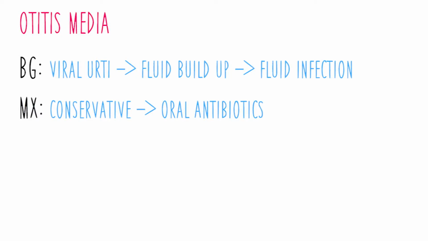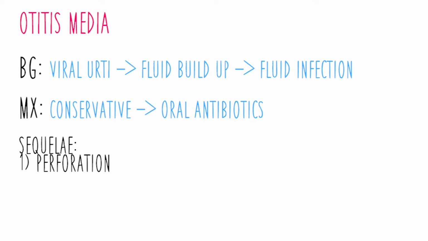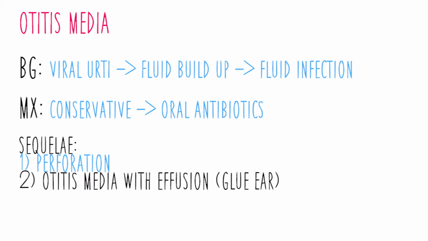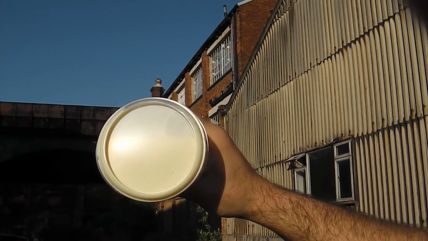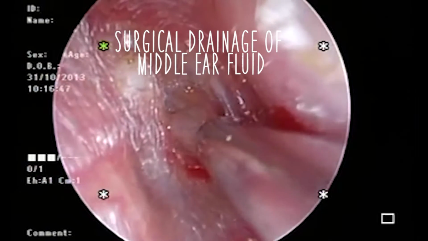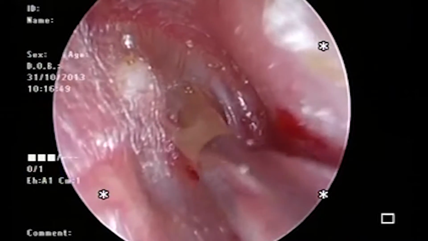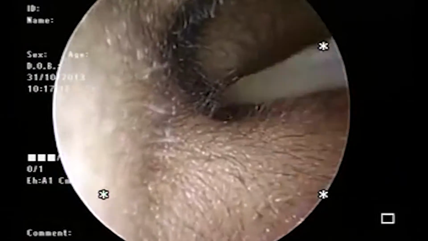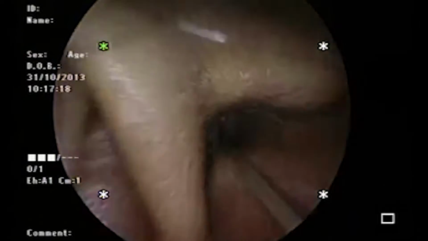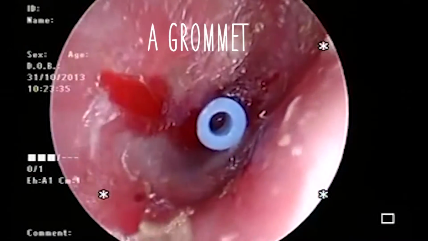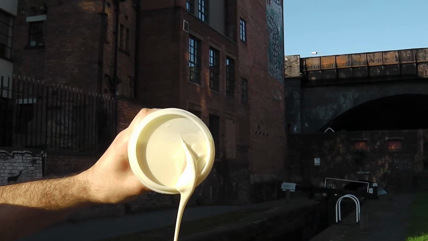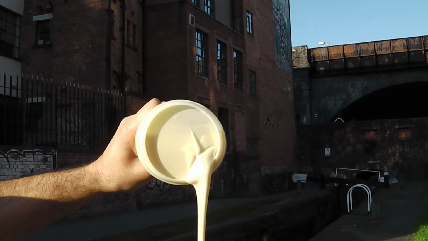There are some important sequelae of otitis media that one should know about. The first and perhaps the most common is perforation of the eardrum, which will usually heal itself within 6 weeks' time. The second is chronic otitis media with effusion, also known as glue ear. This is a chronic buildup of fluid behind the middle ear, which becomes extremely sticky and needs to be drained in theatre to avoid problems with hearing. Grommets are often also inserted to aid the continuing discharge of fluid from the middle ear. Chronic suppurative otitis media is a chronically discharging ear through a hole in the tympanic membrane.